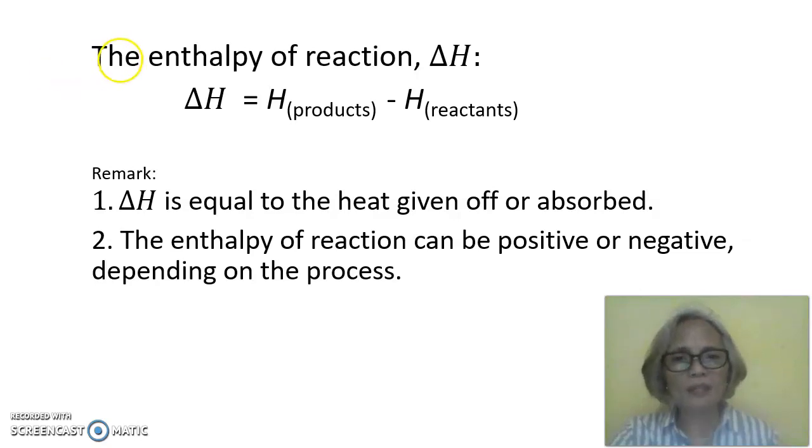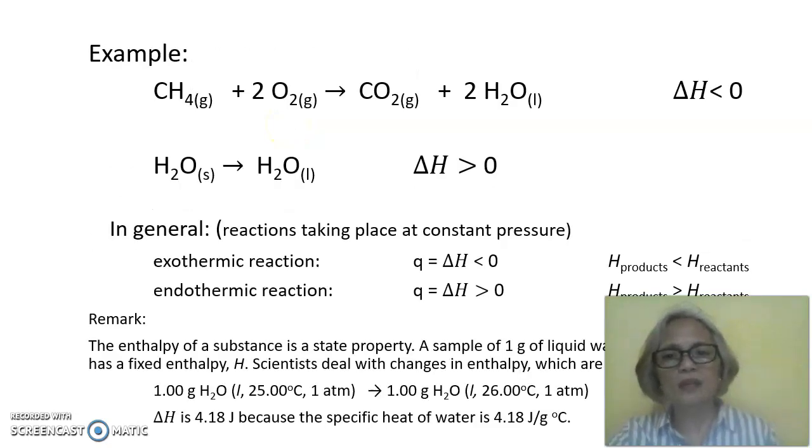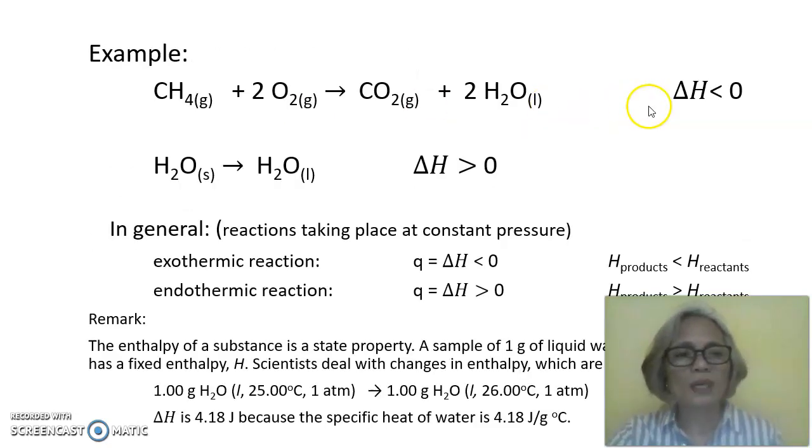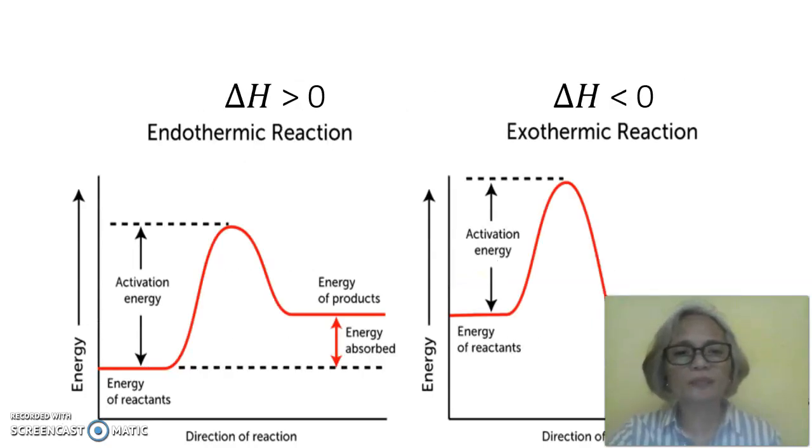The enthalpy of a reaction, delta H, is simply H products minus H reactants. So this is just the difference between the enthalpy of products and the enthalpy of reactants. The change in enthalpy could be positive or negative depending on the type of reaction. An exothermic reaction has a negative delta H, whereas an endothermic reaction has a positive delta H.